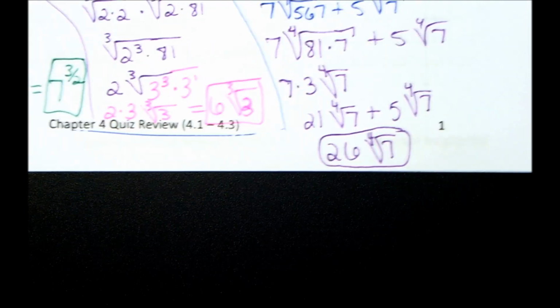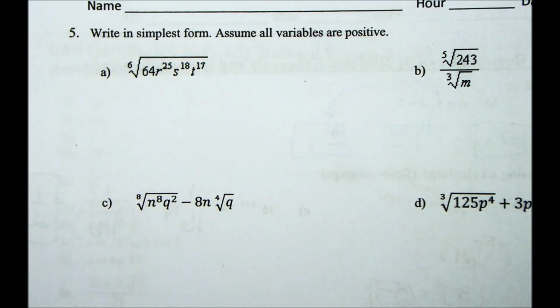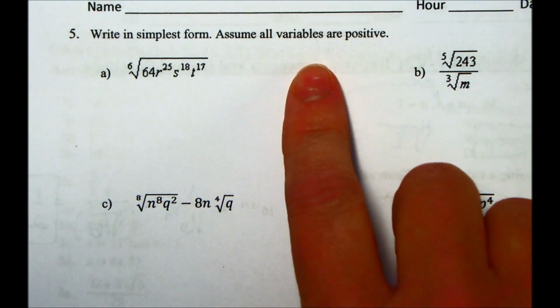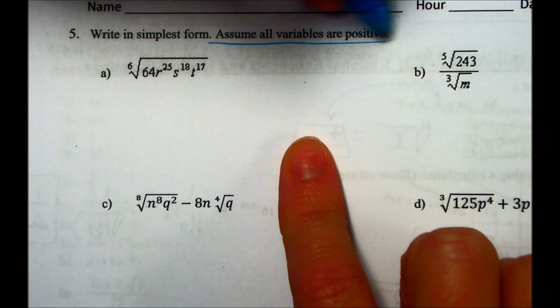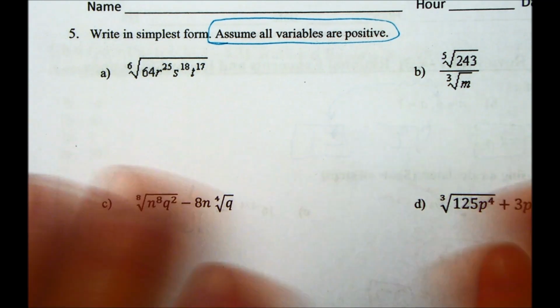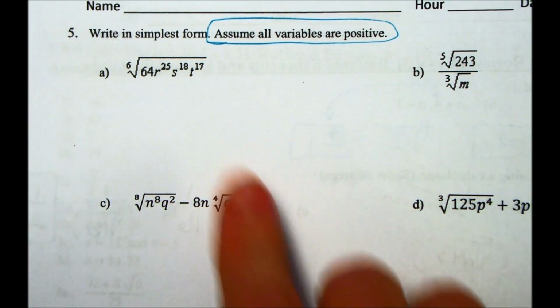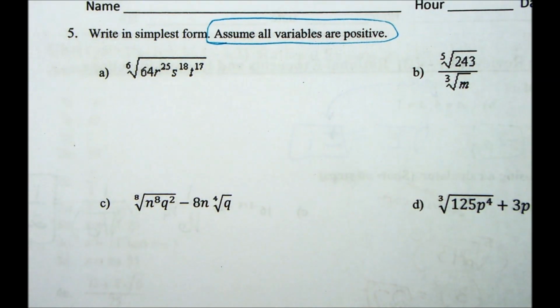All right, moving on to page 2. On page 2 now, we're still writing these things in simplest form. However, we're going to assume that all variables are positive, which means we do not have to worry about the absolute value that we had talked about in the last lesson. So we're just going to simplify these and not worry about absolute values of things. We're assuming all of our variables are positive.